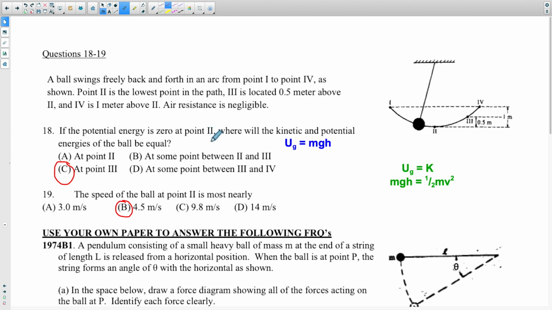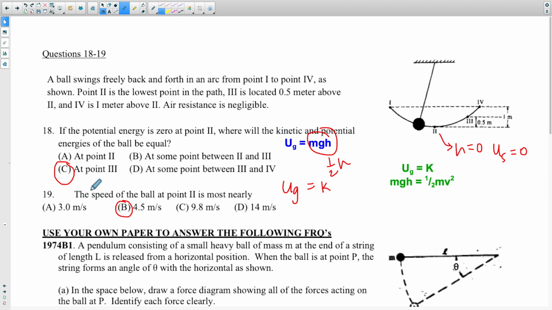If the potential energy is 0 at point 2, all right, well, let's think about this. If height equals 0, then potential energy is also equal to 0. Where will the kinetic and potential energies of the ball be equal? We've talked about this a couple of times, but because it is mgh for the gravitational, and then the total adds up, if we have half the height, then that's going to give me half of the energy here, and if I have half of the energy here, then the other half must be taken up by the kinetic, and therefore they are equal. So when it's halfway up, that is at point 3, they should be equal to each other.